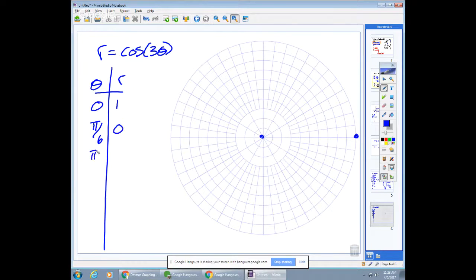So I got to sneak in a pi over 12. So let's see, pi over 12 times 3 is pi over 4. Cosine of pi over 4 is the square root of 2 over 2, which is about 0.7. So pi over 12 would be this line here, and 0.7 is about right there. So it looks like our leaf gets made a little quicker than before.